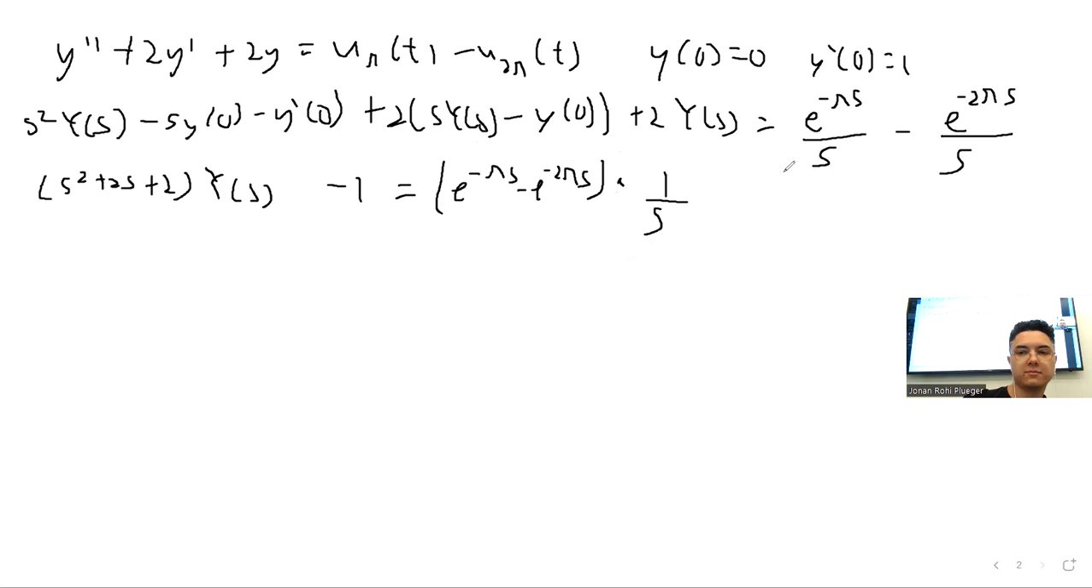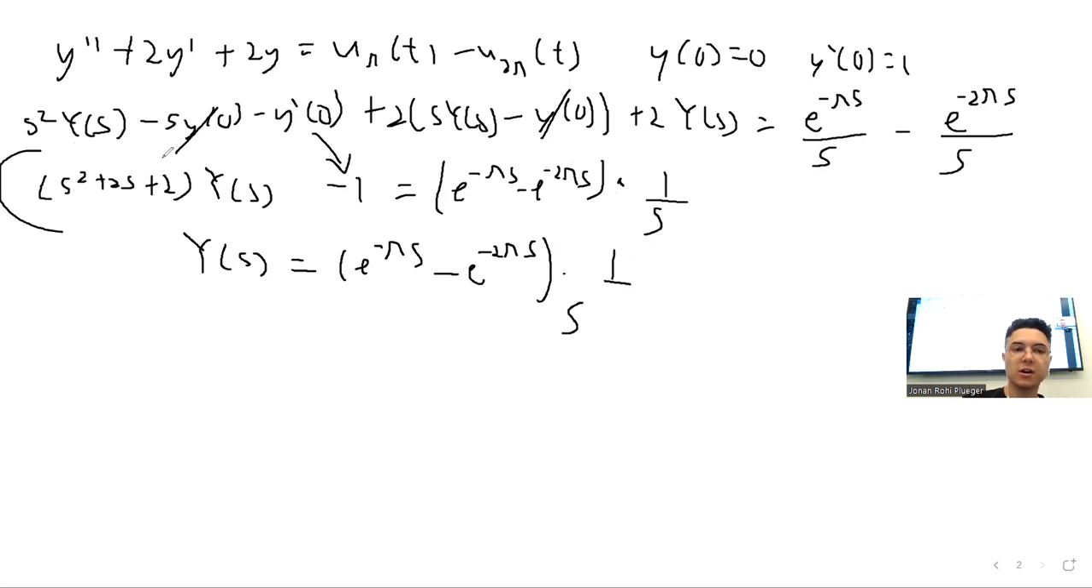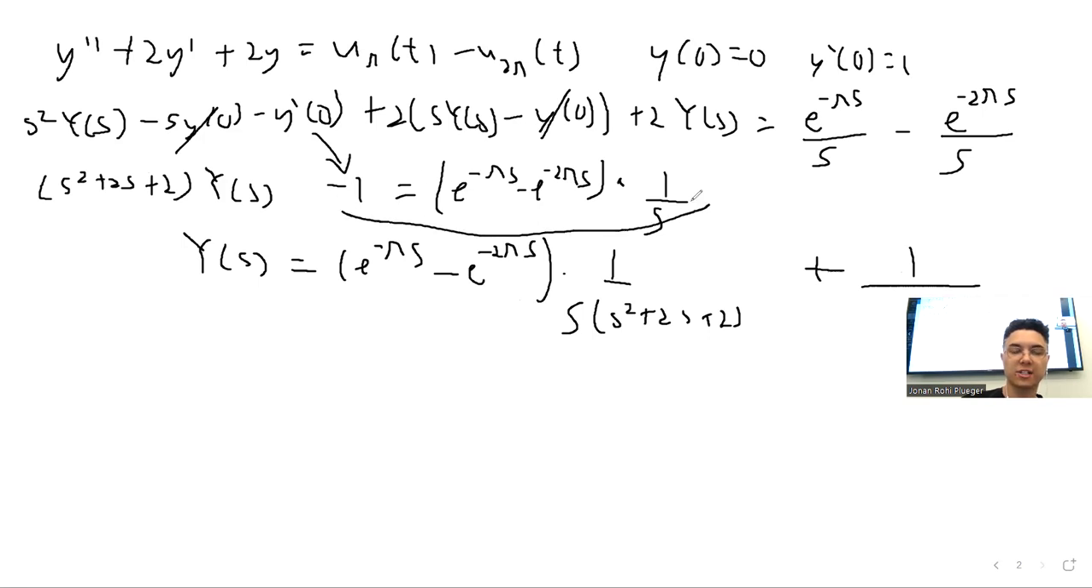Where do you get minus one? Right here. Oh, because y prime is one. Yep. And then I'll just cross this out and this out so it's clear that there's one way. So we can add the one to both sides and divide by s squared plus 2s plus 2 to get y of s equals e to the negative pi s minus e to the negative 2 pi s times 1 over s, all this. But there's also the plus 1, because I added the 1 over here and divided by s squared plus 2s plus 2.